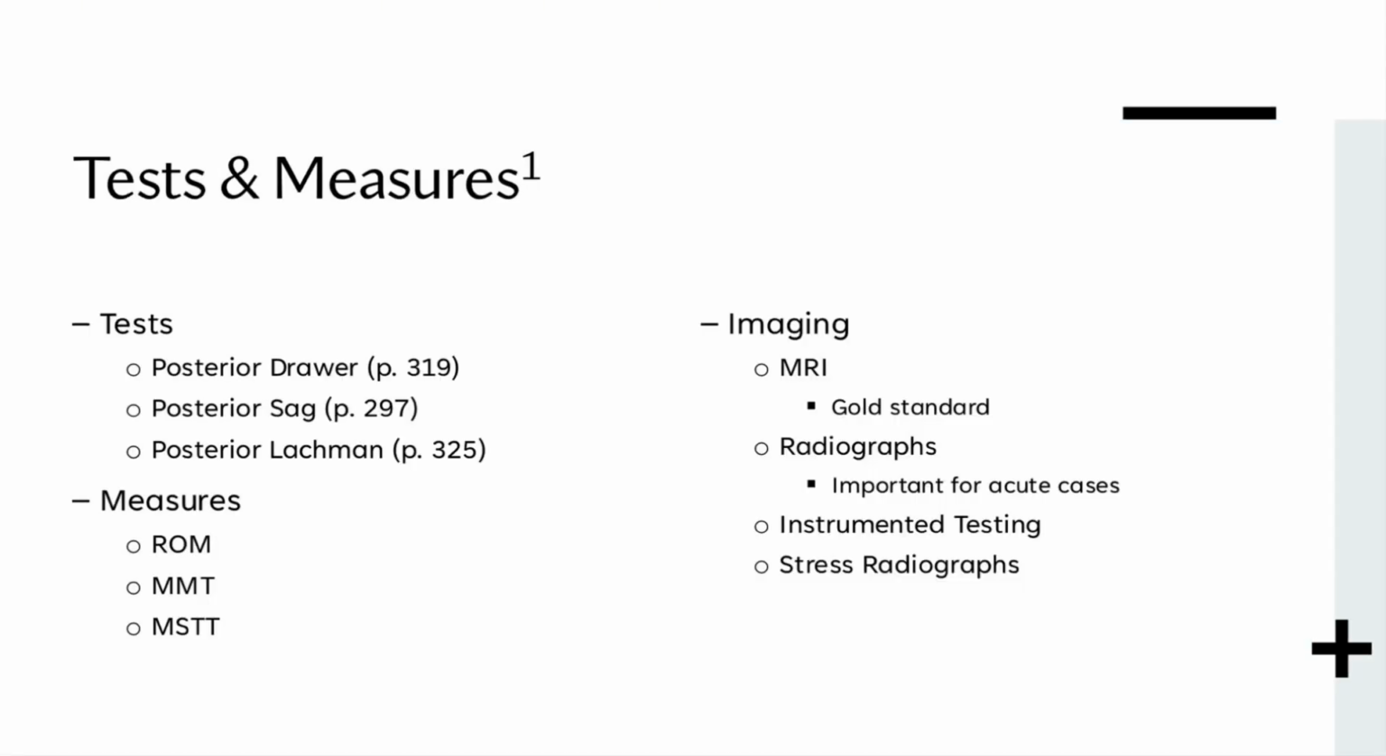Okay. Some of the tests and measures you could use to determine a PCL sprain are a posterior drawer, posterior sag, and posterior Lachman's, and also the quadriceps active test. And then some of the measures you could perform are range of motion, manual muscle testing, muscle selective tension testing, and as far as imaging, an MRI is the gold standard. You can also perform a radiograph, which is important for acute cases. You can perform instrumented testing and stress radiographs.